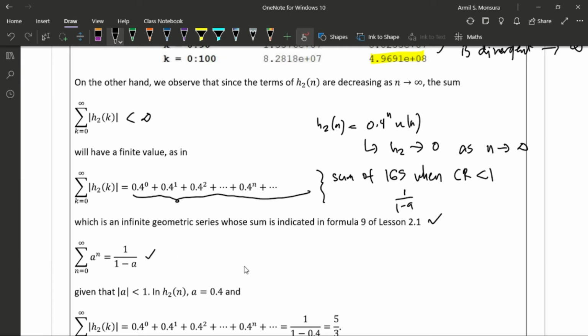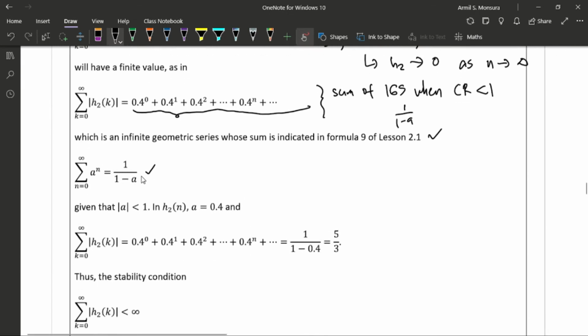This sum is indicated there. So we have this as the sum of the infinite geometric series, given that the magnitude of a is less than 1. Since a is 0.4 here, we will be able to evaluate the sum to 5 over 3. So therefore, the sum of the terms of H2 is 5 over 3, a finite number.